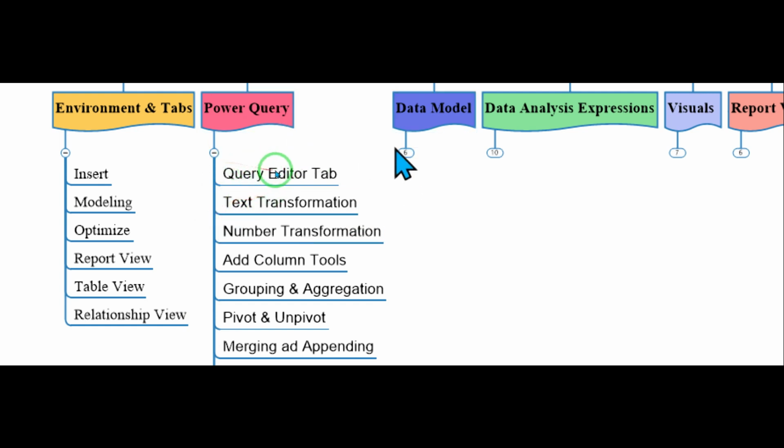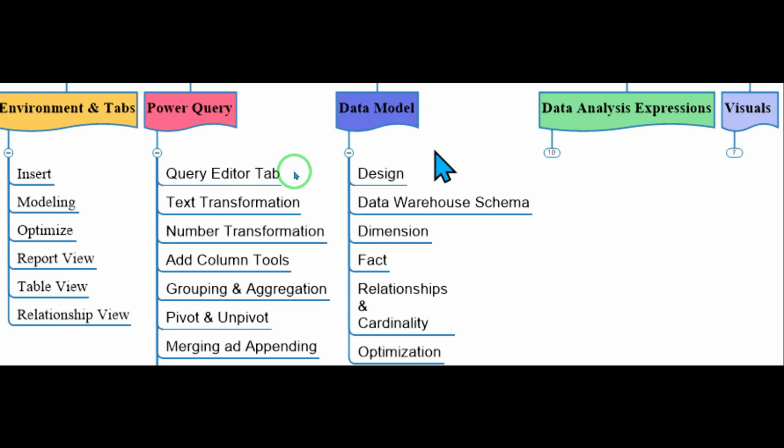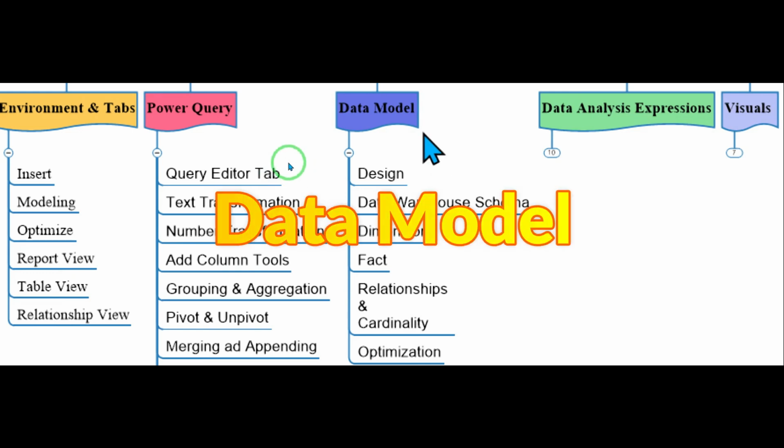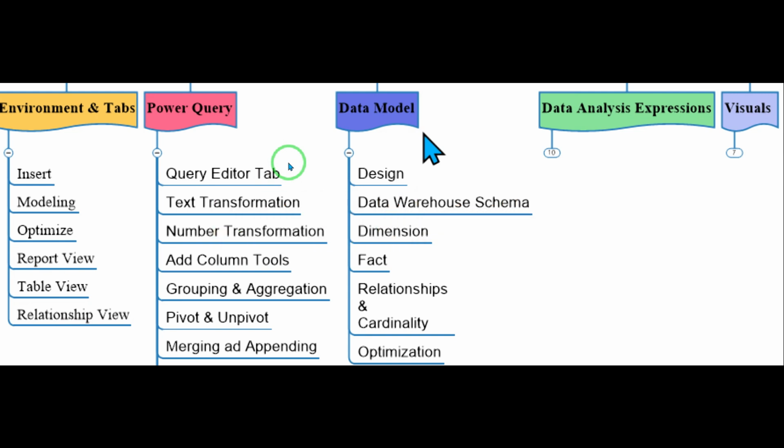After Power Query, it's time to talk about the data model. In the data model, we should know different designing methods which we have for our data, different schemas that we have for data warehouse, dimensions and facts. What are the dimensions of my data? And what are the facts of my data? And how is my data warehouse designed, the relationship between the facts and the dimensions?